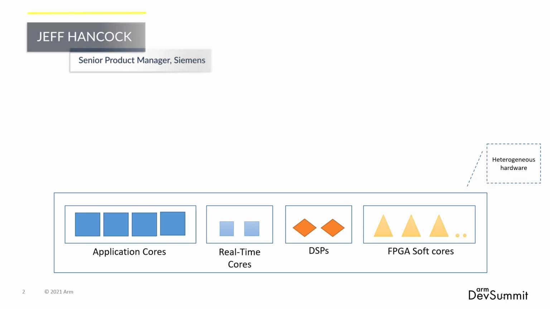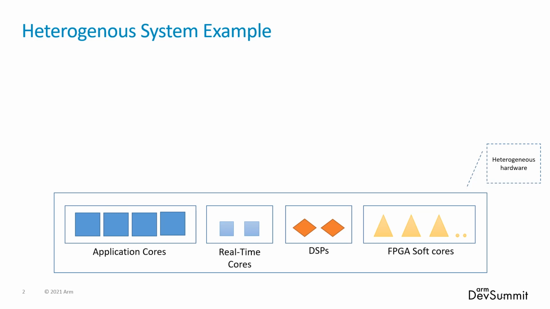From the hardware's perspective, it's really just a combination of different types of cores within a single system on a chip, or SoC. Those could be application cores, they could be real-time cores, heck, those could be DSPs or even soft cores within an FPGA fabric. And from that, what can you build upon that?